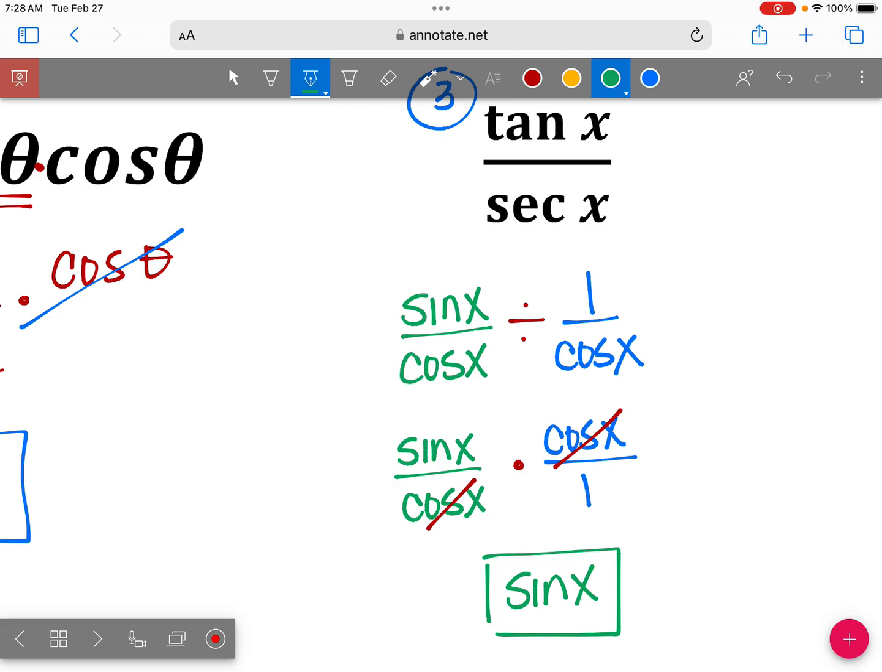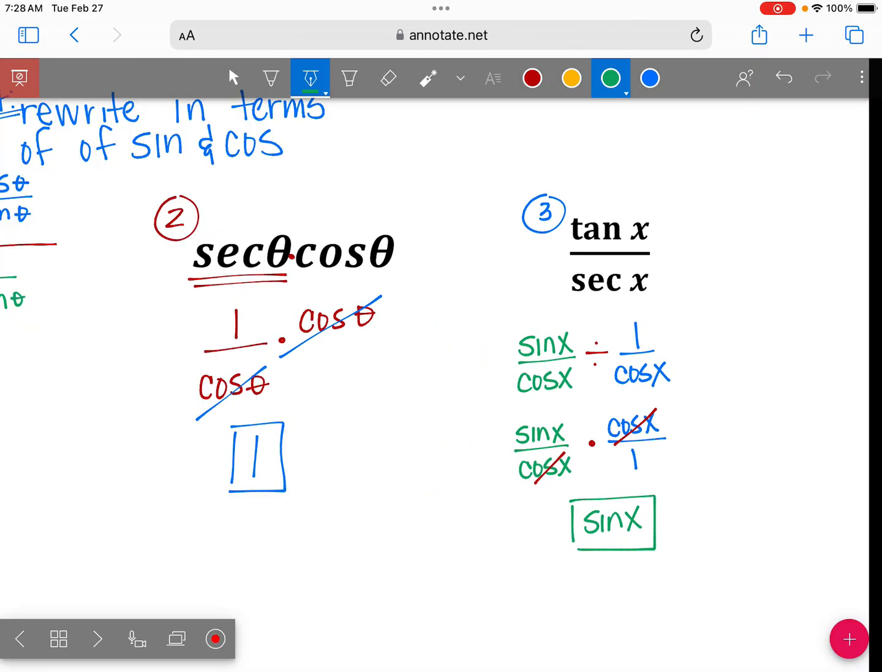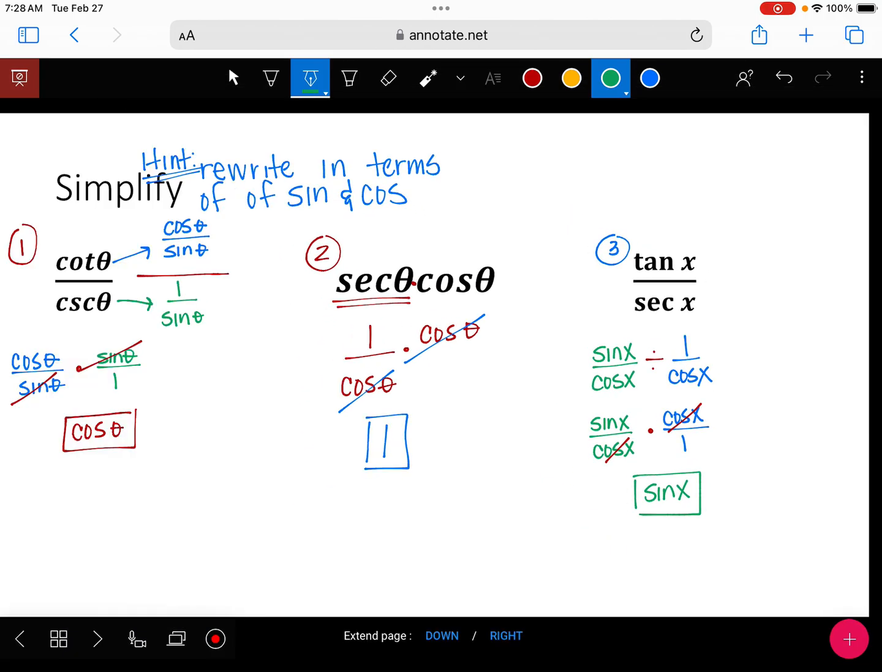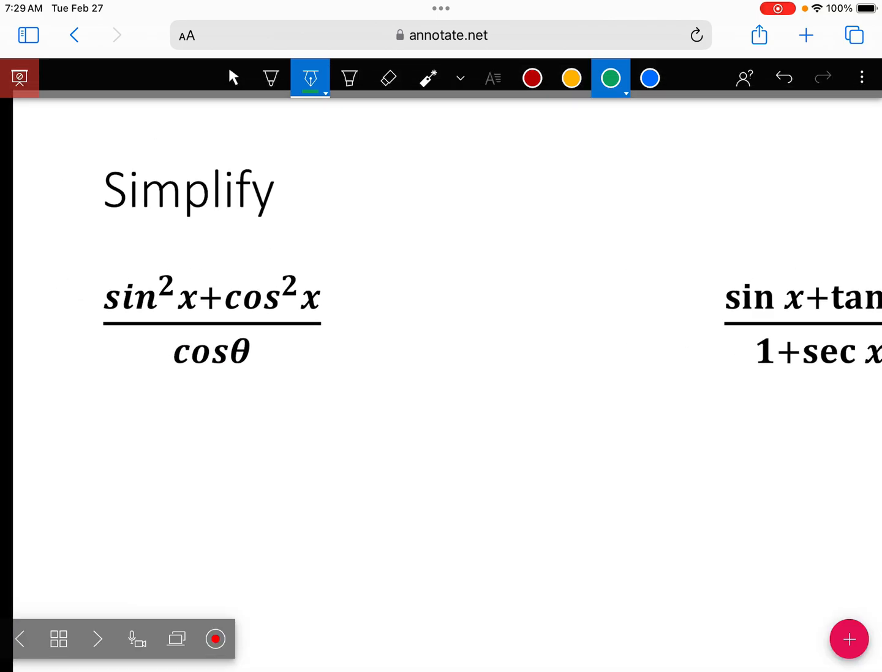All right, perfect. So, because we know tangent is sine over cosine, and we're dividing that by secant, which is 1 over cosine, if we do our keep, change, flip, we would flip our 1 over cosine. It becomes cosine over 1, so it simplifies to just sine. So these are some of the easier ones. They get a little harder. Any question about these first 3? But again, I think it's helpful as you're starting to simplify and verify to rewrite things in terms of sine and cosine. All right, so let's turn up the volume just a little bit.